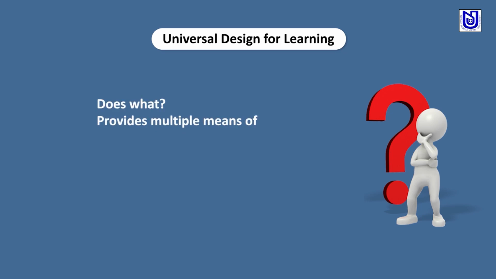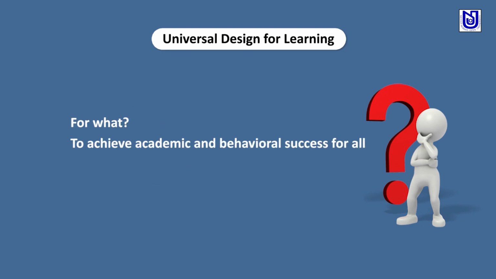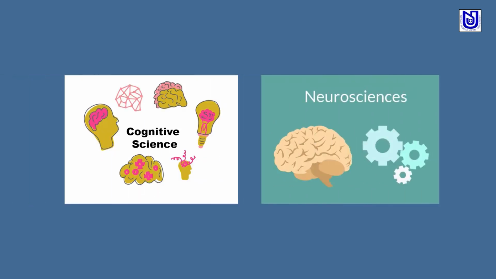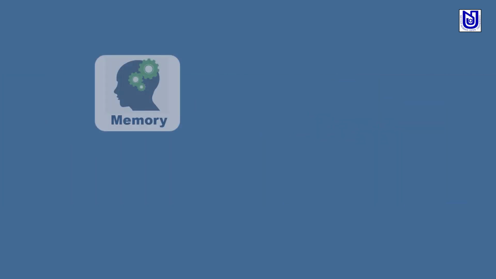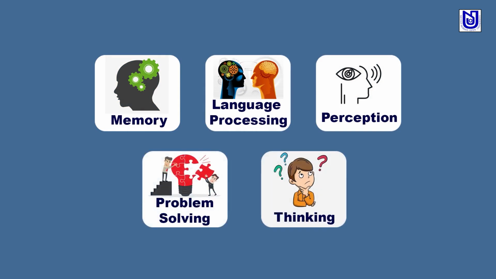It's a scientifically valid framework that provides multiple means of representation, multiple means of engagement, and multiple means of action and expression to achieve academic and behavioral success for all. Now, research in cognitive science and neuroscience shaped the development of UDL, understanding how we learn through memory, language processing, perception, thinking, and problem solving, which is central for the effective consideration of learners' variability.